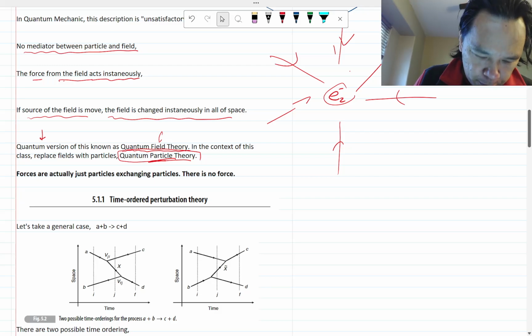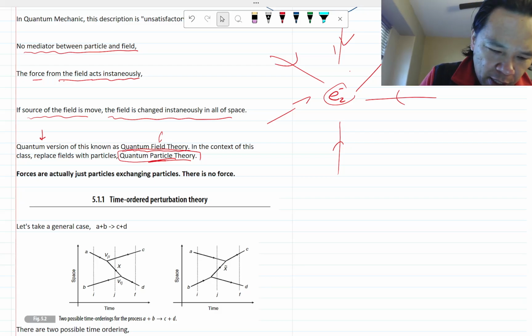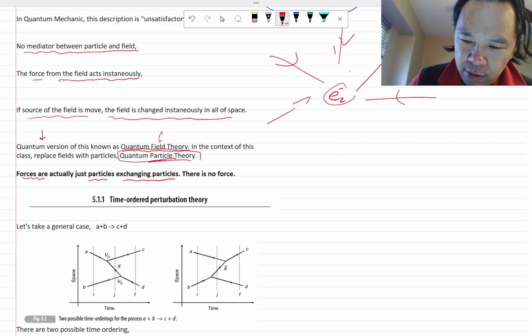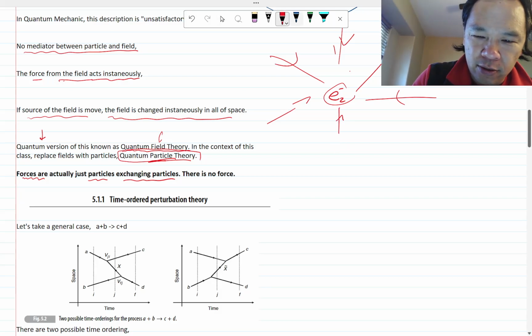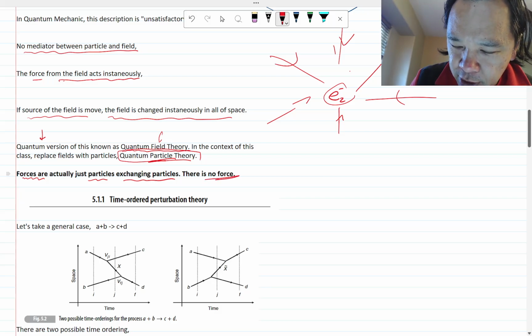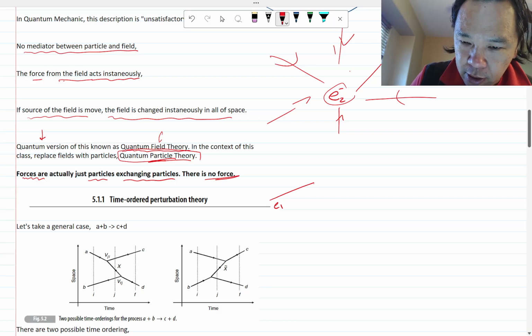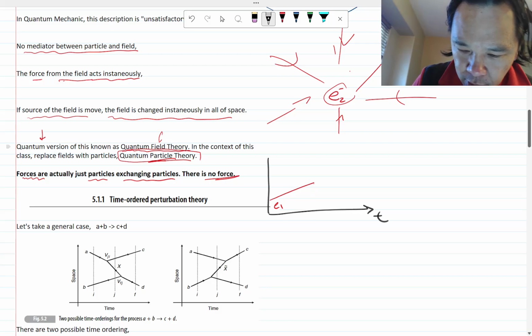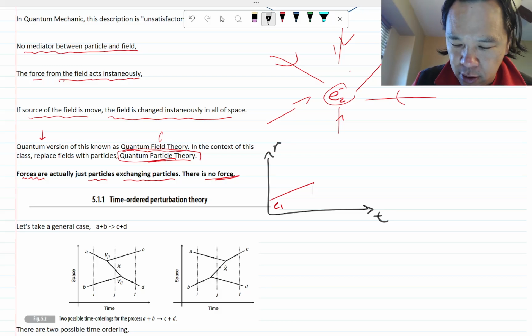Okay, so let's think about how we can describe interactions between particles where the forces are actually just particles being exchanged between the two, and there is no force. I guess the quote is actually "there is no spoon," but there is no force. So what we want to think about in these interactions is an electron coming in, electron 1, and we're going to draw this in time-space axes. Time goes along the right, space goes vertically.